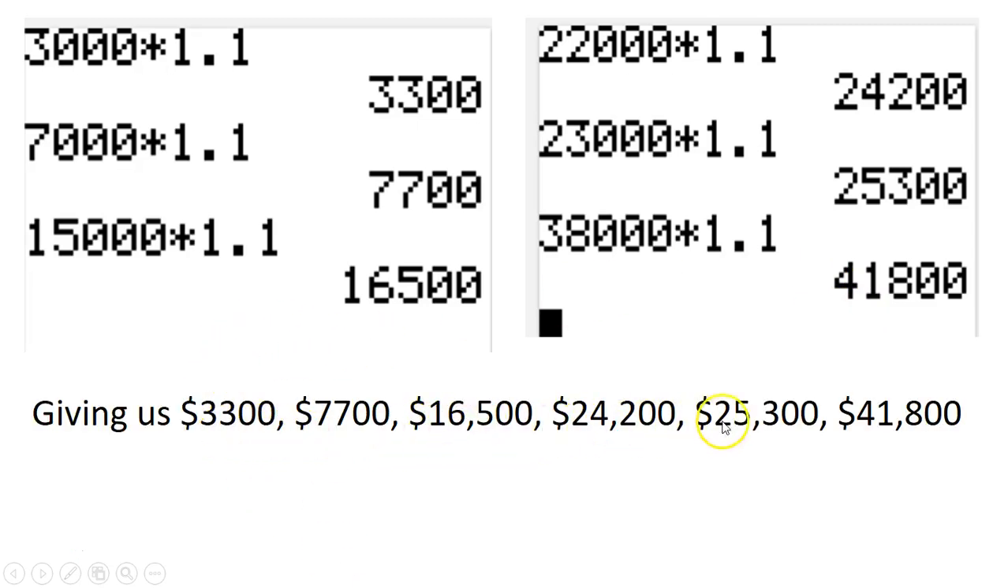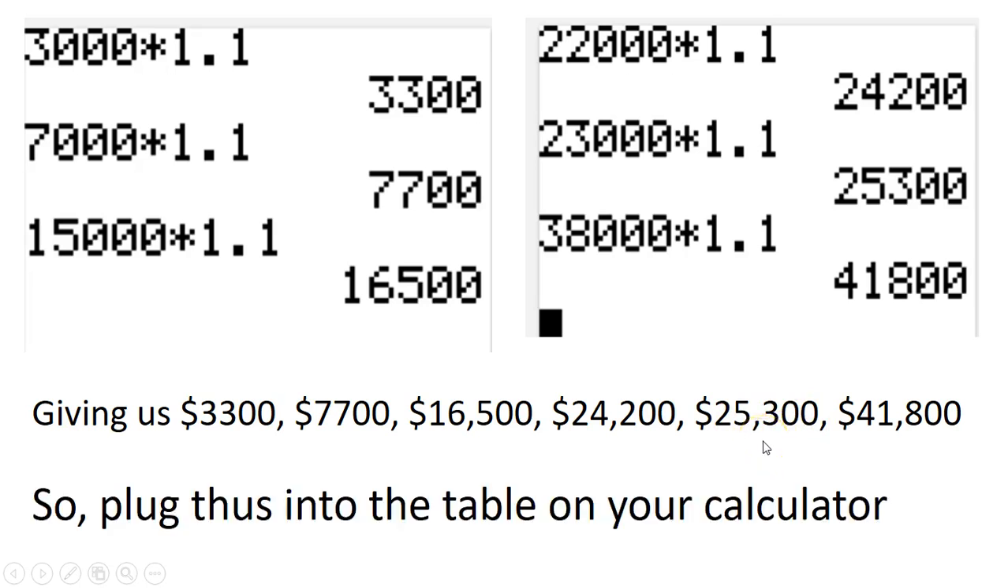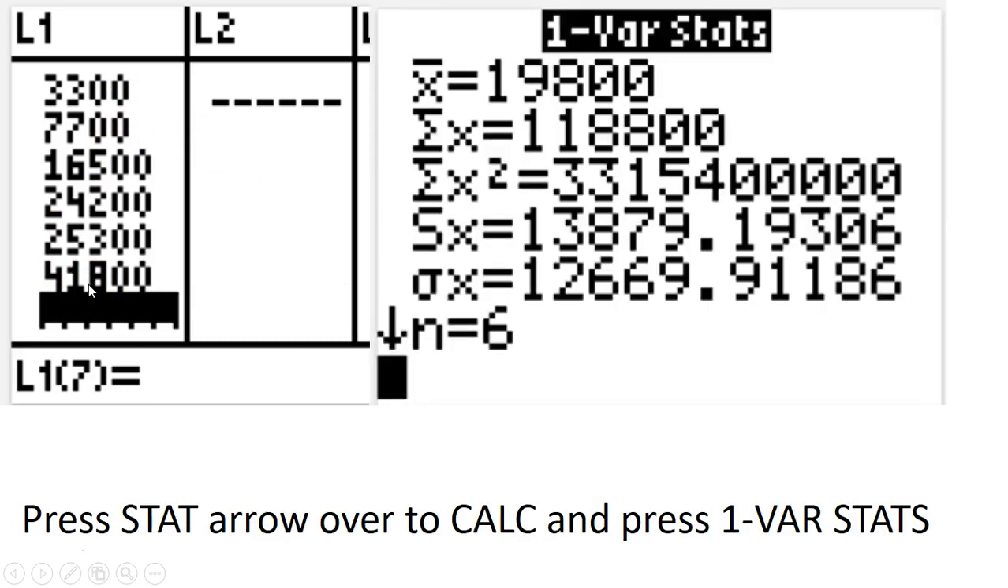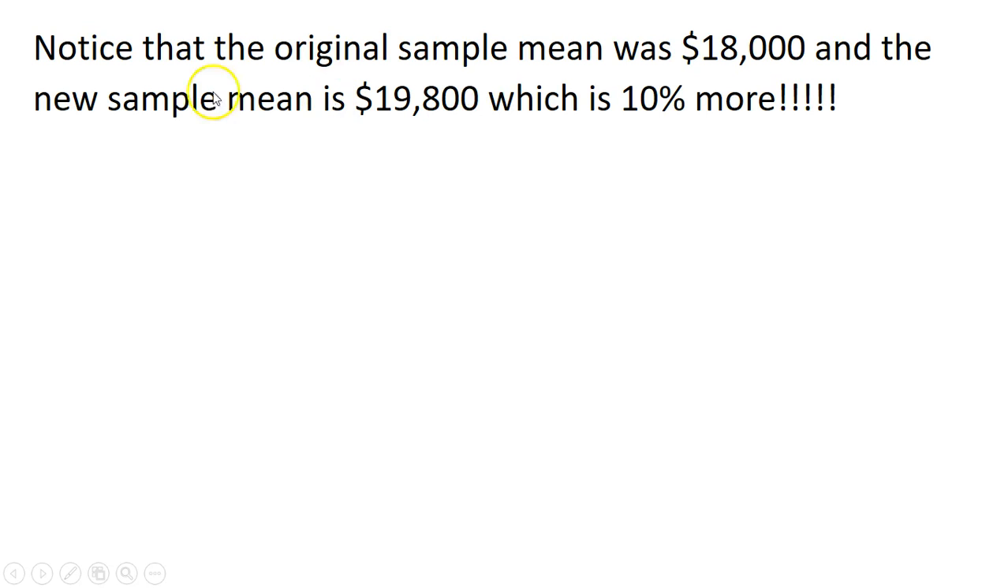That gives us these values to plug in, so we go to our list and plug these values into our table. By now we know where the table is, I hope. We press stat, we arrow over, and notice that the mean of the original problem was 18,000, and now our mean is 19,800. The original mean was 18,000, and the new sample mean is 19,800, which is 10% more.